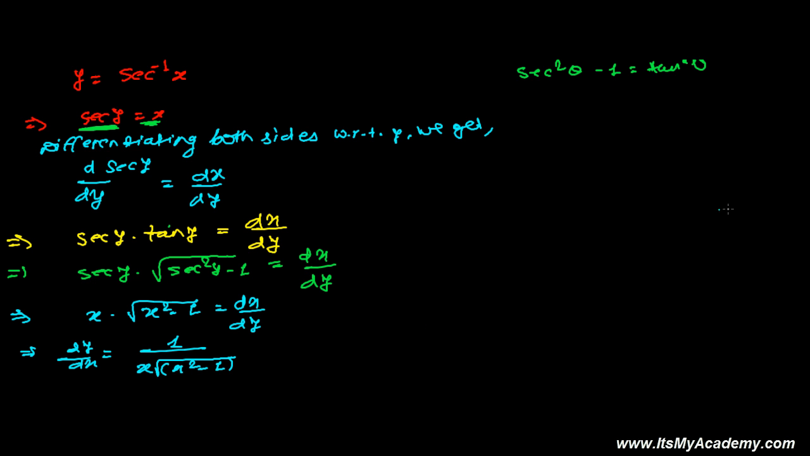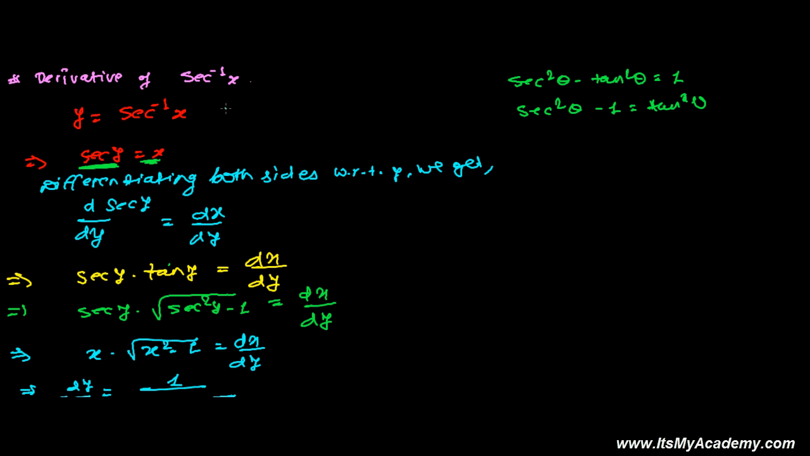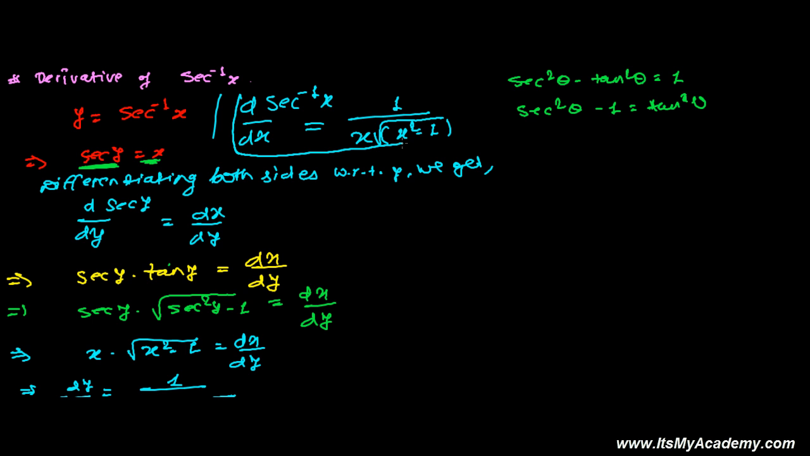So we can say that the derivative of sec inverse of an angle with respect to that angle is equal to 1 over the angle times the root of angle square minus 1. This is the derivative of sec inverse x, or any sec inverse value. This result can be used just like a formula to find the derivative of any sec inverse function.